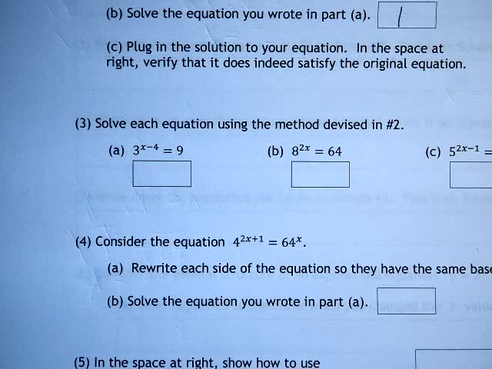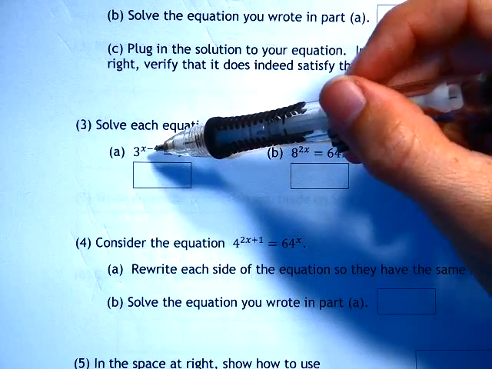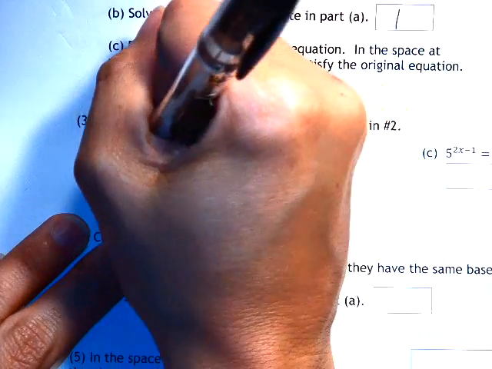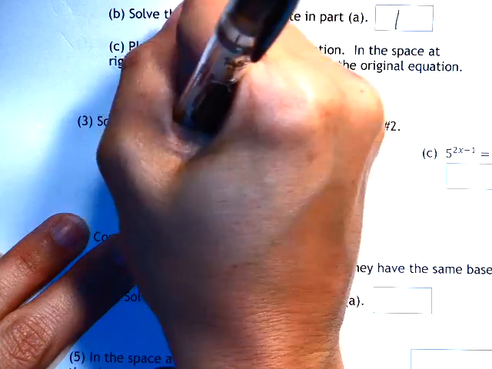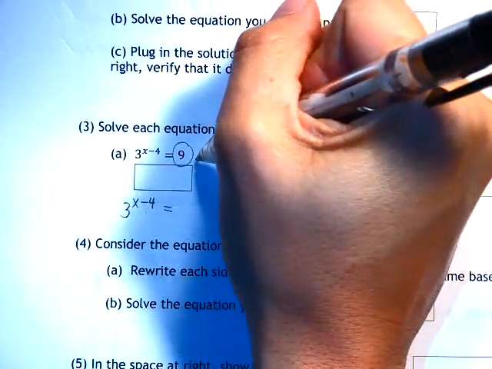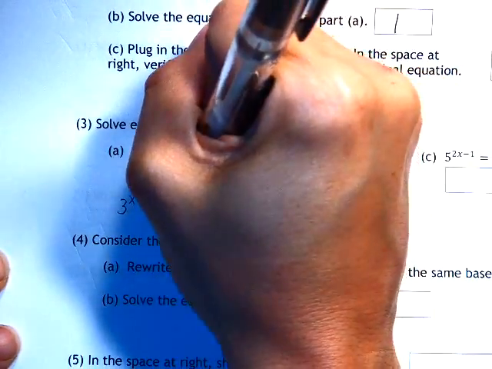So I'll start with number 3, letter A, and I'll ask myself, first of all, which part needs to be changed and which part is already exponential. That's the part I won't have to touch. So the left-hand side of this problem is already exponential. Exponential just means it has a base and it has a power. So I'm going to leave 3 to the power of x minus 4 completely untouched, which means the only thing I need to change is the 9. I need to rewrite the 9 so that it has a common base of 3. I need it to be 3 to the power of something.